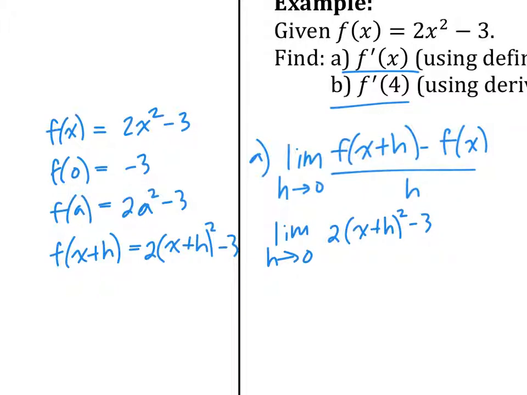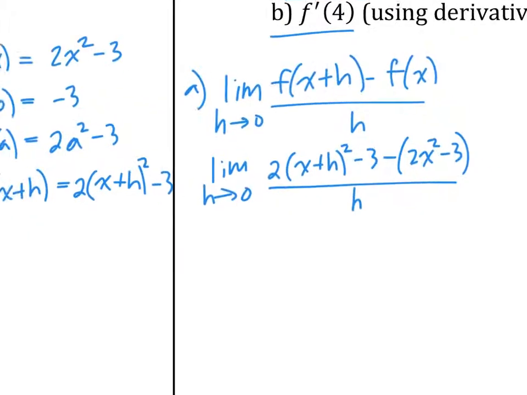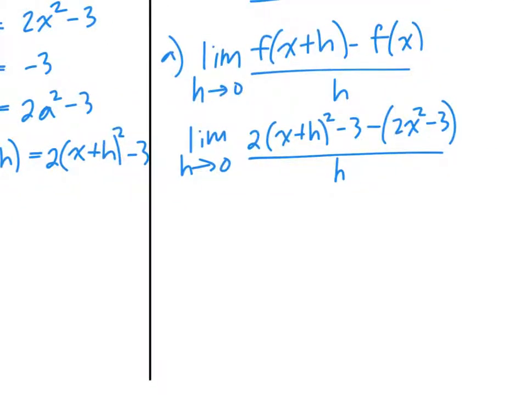What is f of x? Okay, 2x squared minus 3, so minus (2x squared minus 3). Please make sure you subtract the entire function. That part is also very important. If you don't do it right, it's not going to work. Okay, over h. Up to this point, it's calculus. After this point, it's algebra. Okay, from this point on, it's just making sure your algebra doesn't break down.